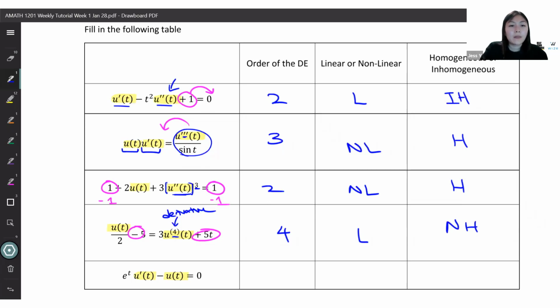Okay. And then our last one here, the highest derivative is 1, so order 1. And this one is linear because they're both raised to the exponent of 1. I don't care what t terms they're multiplied by, that's fine. This one's still linear. And there's no other term, so it's homogeneous.